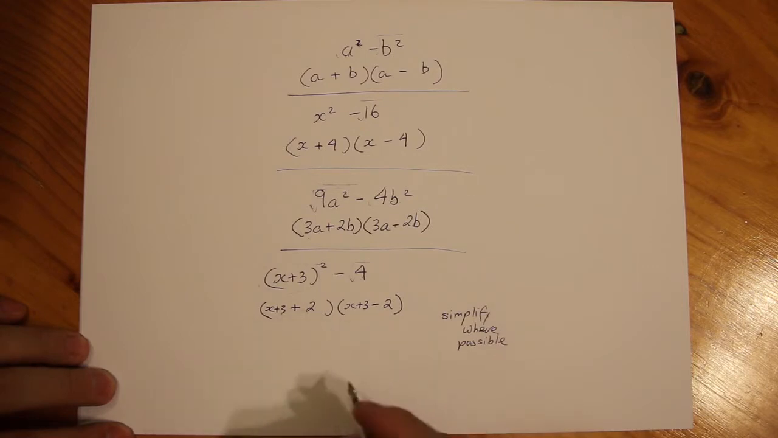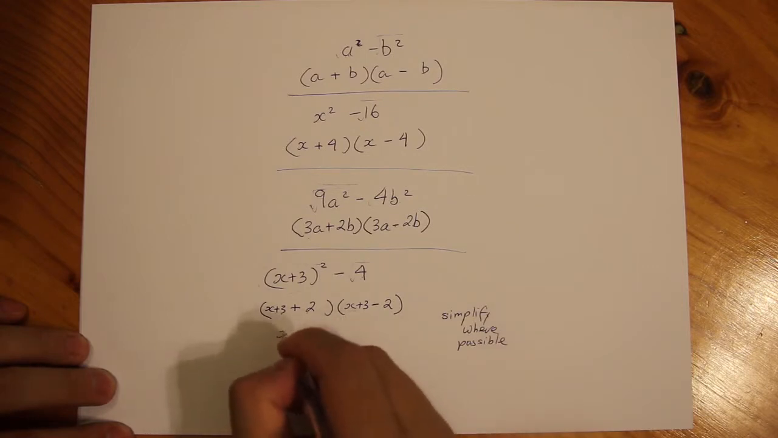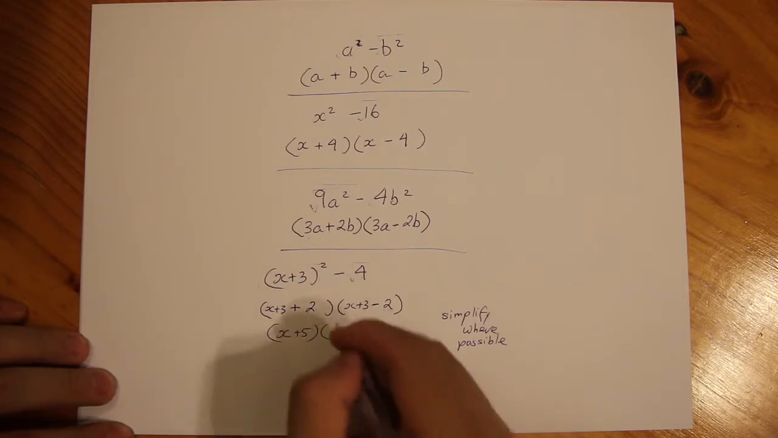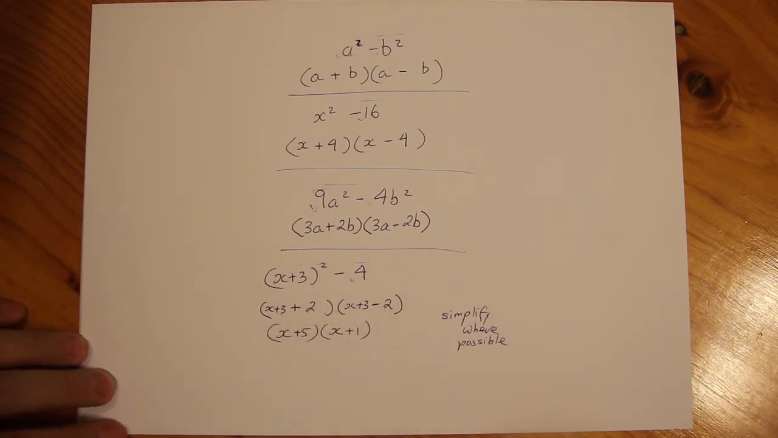So 3 plus 2 is 5. And then 3 minus 2 is 1. Okay, so a little bit different of the outcome, but just know that you treat the brackets as one object, as a group, as you would normally do with other situations.